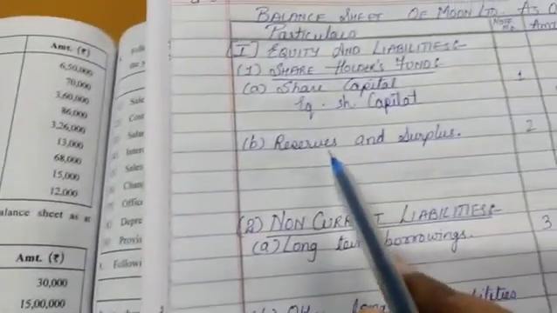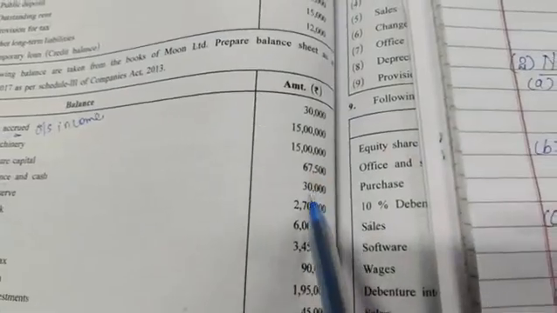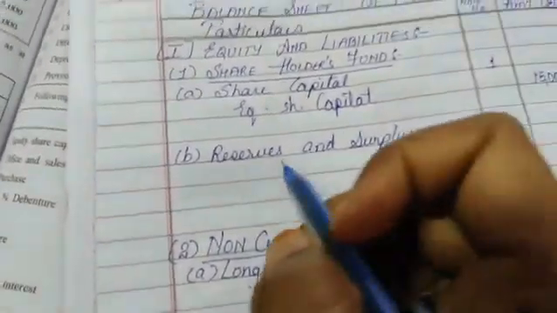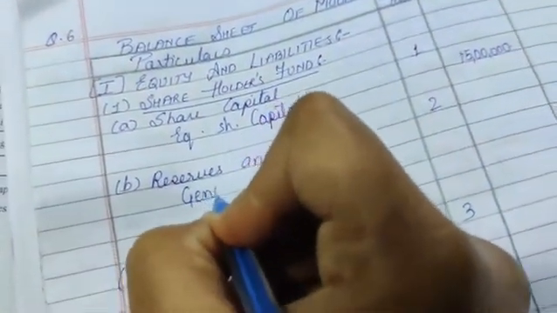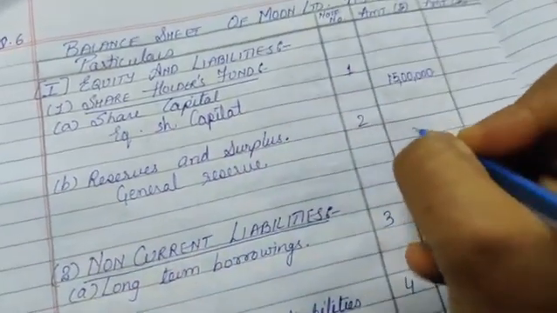Okay, next is that is general reserve. General reserve goes here in shareholder fund, reserves and surplus. Okay, the amount of general reserve is 30,000. So here we will write down that is general reserve, 30,000.